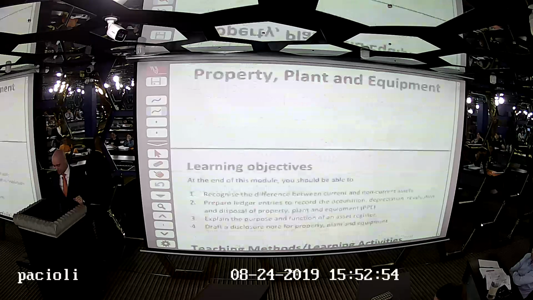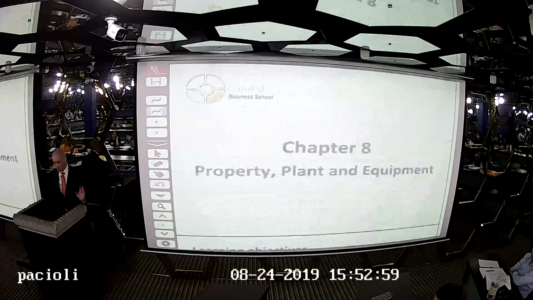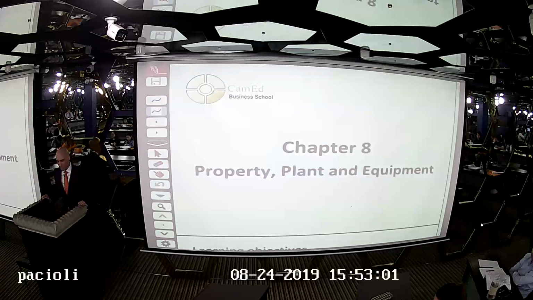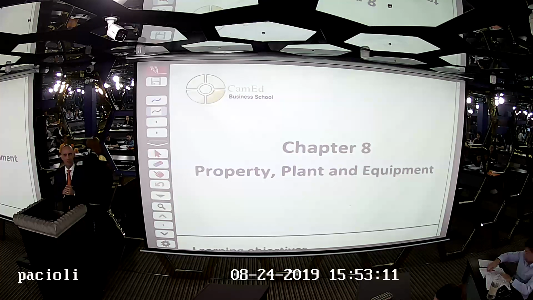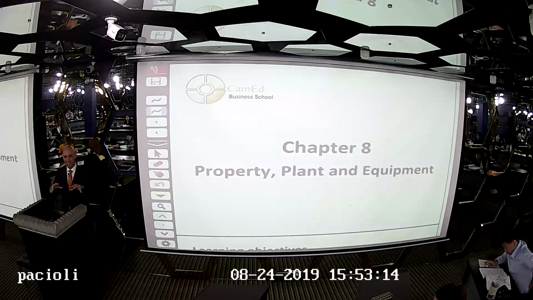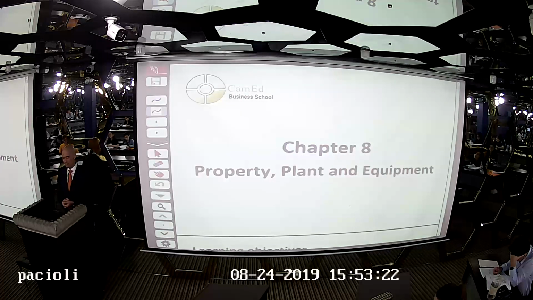PPE, we probably have a definition here early, not yet. So I'll go ahead and define it now. Property, plant, and equipment are tangible assets. So we have to be able to touch them. Tangible means in Khmer Rupai, so you can touch it. Tangible assets that you're going to keep and use, not selling, for more than one period, for more than a year. So it's a non-current asset.